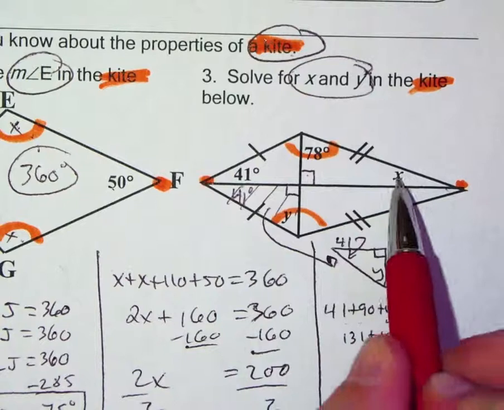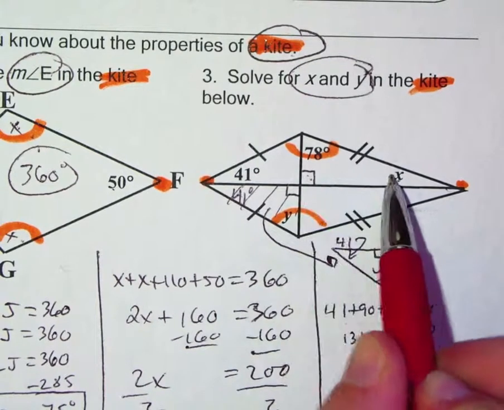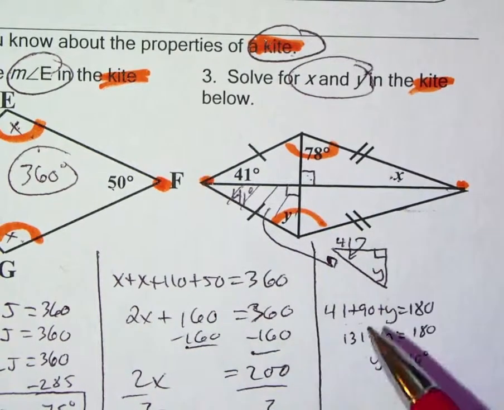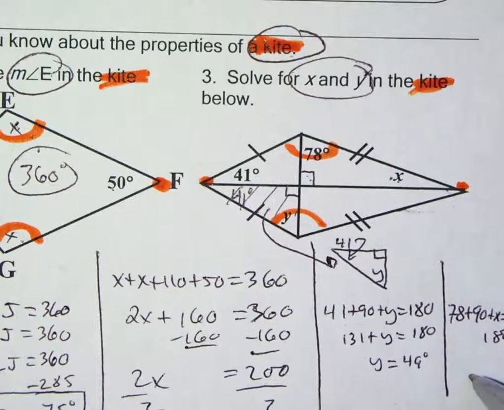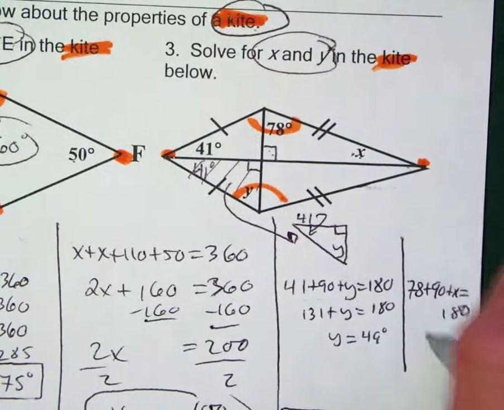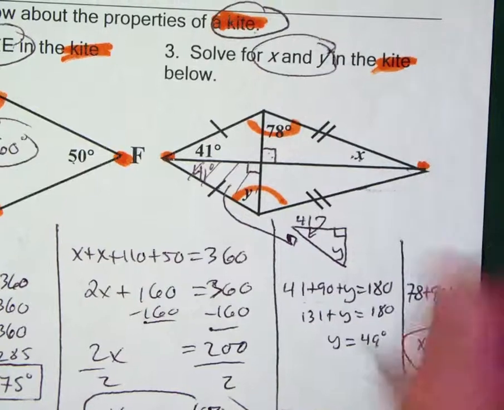We're going to do the similar approach for x: 78 plus 90 plus x, and then you're good to go. 78 plus 90 plus x equals 180. And if I finish that off, I'd end up getting, I think, 12 degrees is x.